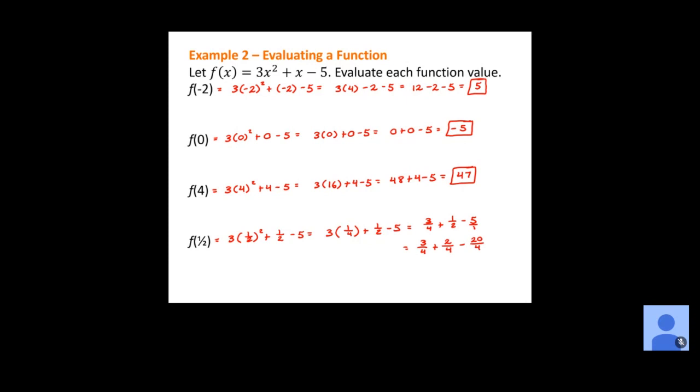Now we can just add and subtract. Okay, and so remember with addition and subtraction for like denominators, we can just add and subtract the numerators, keep the common denominator. We have 3 plus 2 is 5, minus 20 is -15. We're going to keep that over our common denominator of 4, and so -15/4 would be our answer there.